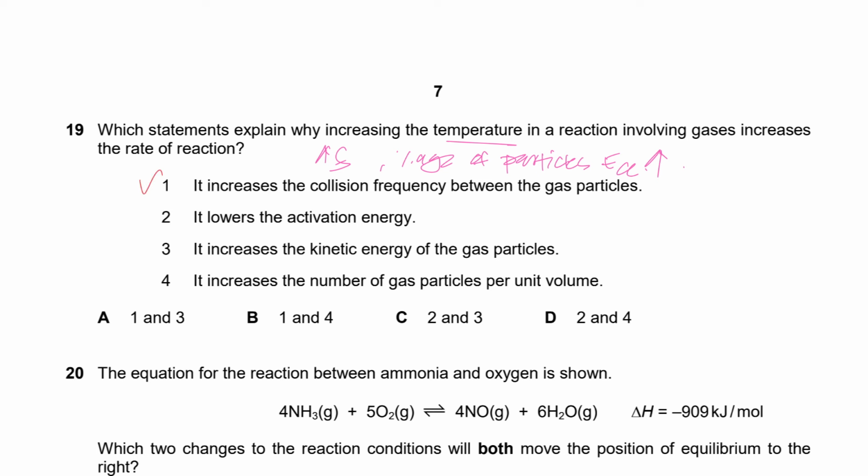Yeah, it does. It lowers the EA. No, nothing lowers the EA. Only a catalyst lowers the activation energy, by providing an alternate pathway. It increases the kinetic energy. Yes, the kinetic energy is increased. That's why more percentage of particles possess the activation energy. It increases the number of gas particles. No, it does not increase the number of particles. They're the same particles, but they just have more energy now, right? So 1 and 3 is the correct option.